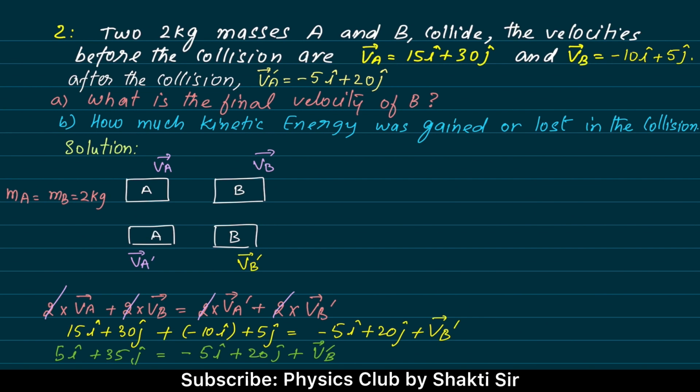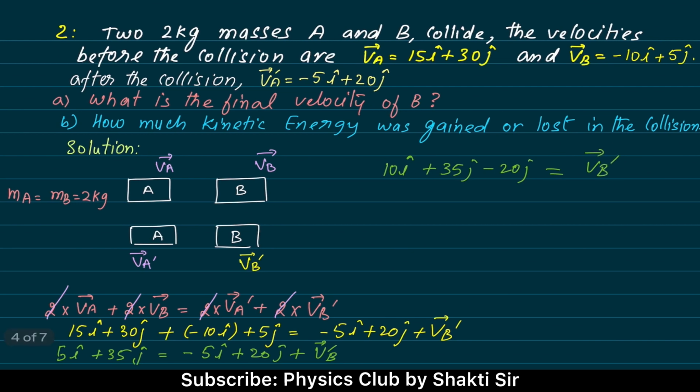Okay, so further it becomes 10 i cap plus 35 j cap minus 20 j cap equals velocity of B dash. So it is 10 i cap plus 15 j cap equals velocity of B dash. Okay, so this is our velocity of B. That is the answer of our question part A. So this is the required answer of part A.